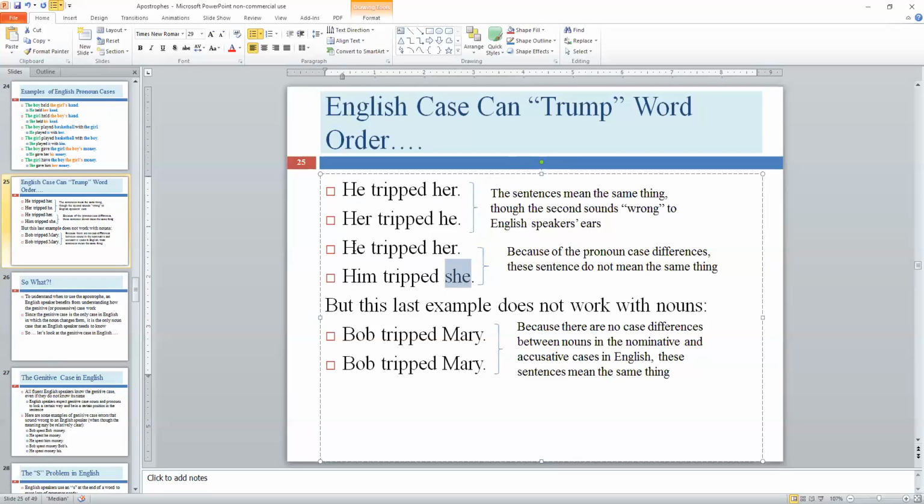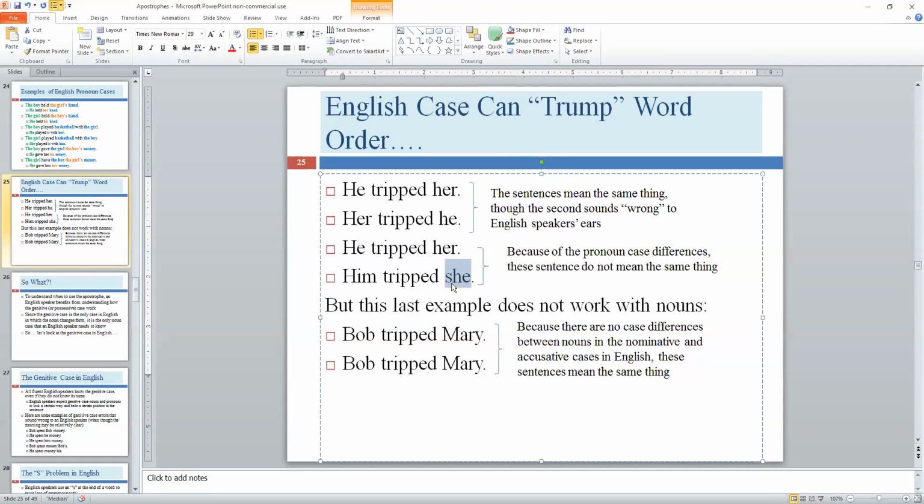So our first sentence is, he tripped her. We know what's happening there. His foot is out. She's falling over the foot. Let's look at this sentence. Again, the word order is the same. We've just changed the case. Him tripped she. Again, it's confusing.